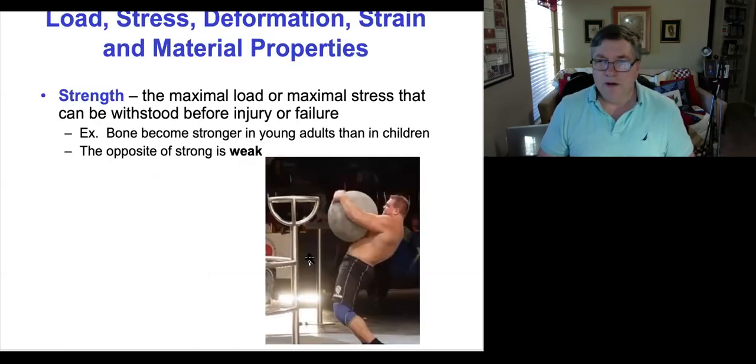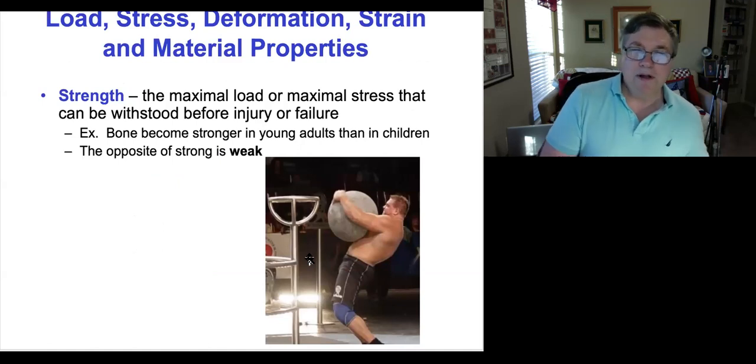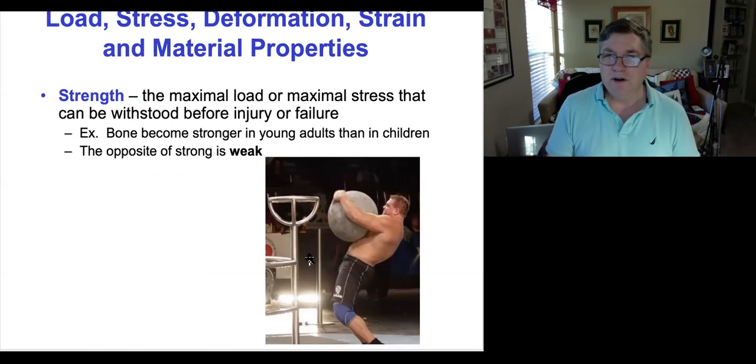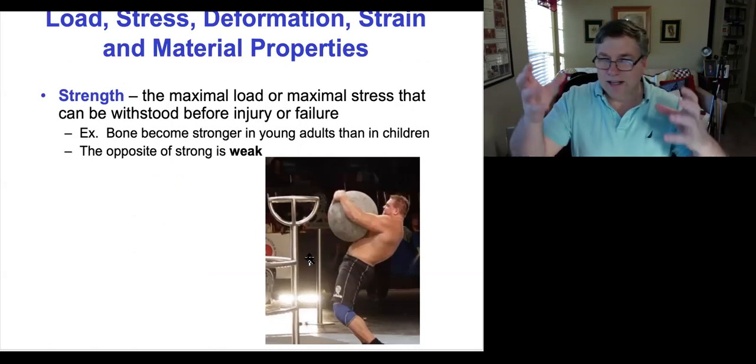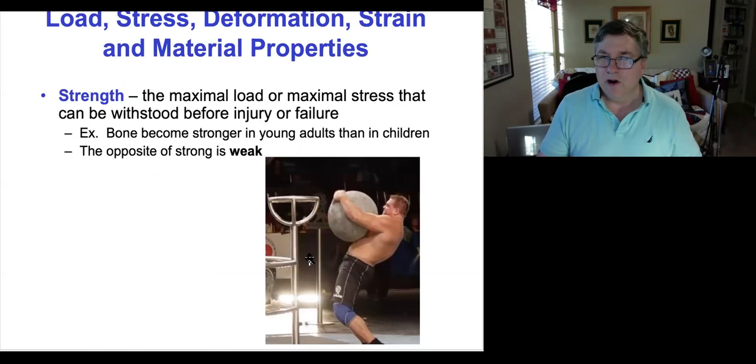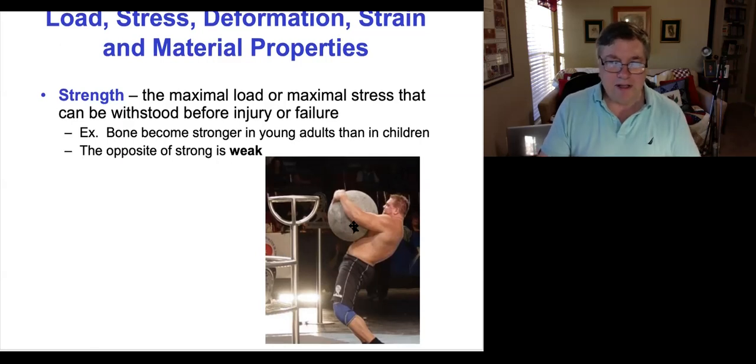The next thing we're going to do is we're going to define some terms that are the material properties of tendons, ligaments, cartilages, etc., bones. And they are things like strength, stiffness, ductility, toughness. Each one of these is going to have an antonym, an opposite pair. So opposite of strong is weak. So a strong person or a strong material can bear a large load or a large stress before injury or failure or inability to complete the task.